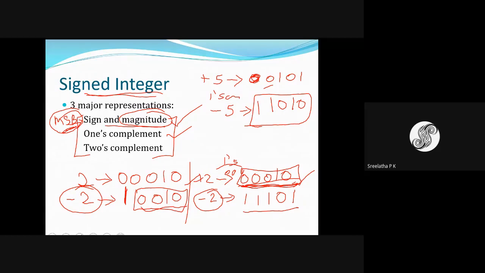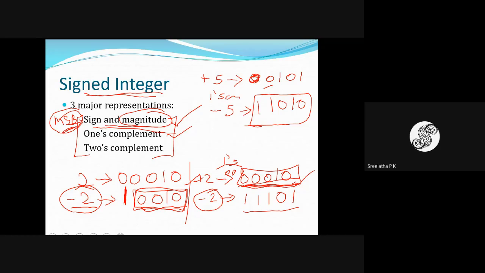Okay, so you have seen two systems of representation which can be used in a computer. That is sign and magnitude. In sign and magnitude, to represent negative numbers, I retain this magnitude part and the most significant bit is set to 1. Okay, in one's complement system, the bits are reversed. The complement of the bits is taken.